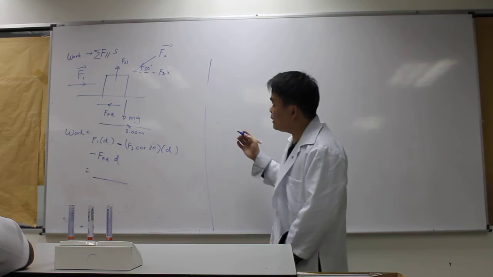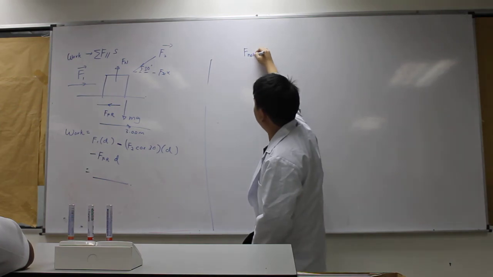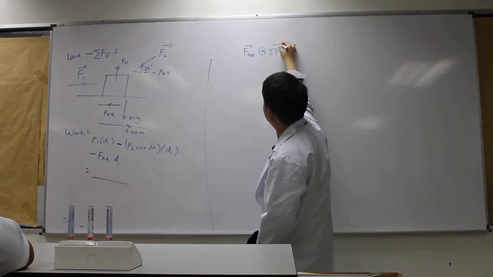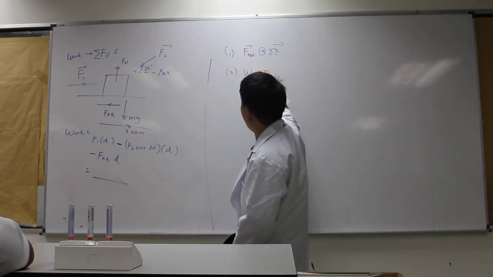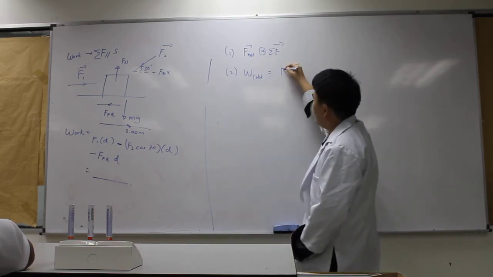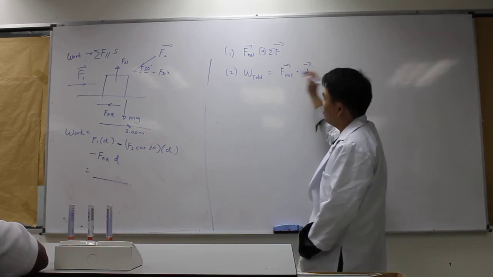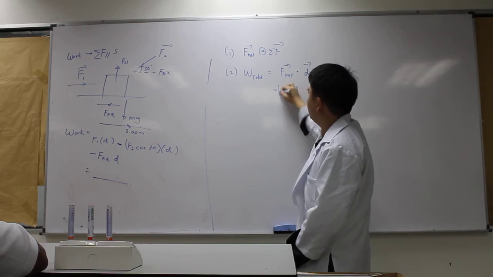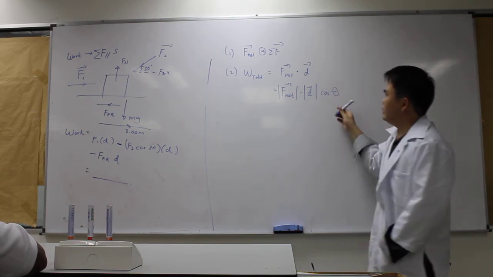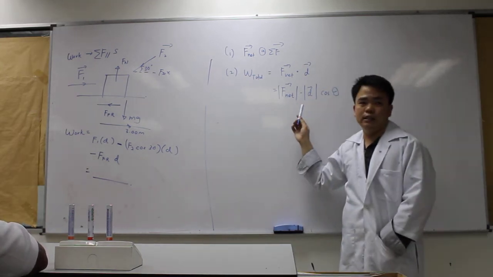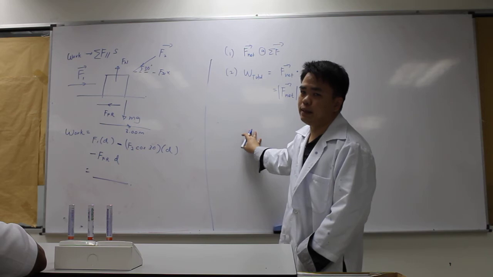On the other hand, there is another method for a similar question. We first find the F net, or sigma F. Second, we still use the same thing: the total work, or net work, is F net dot displacement, which is F net dot D, the magnitude times cos theta, where theta is the angle between F net and D. And so, let's say I give one complicated example.